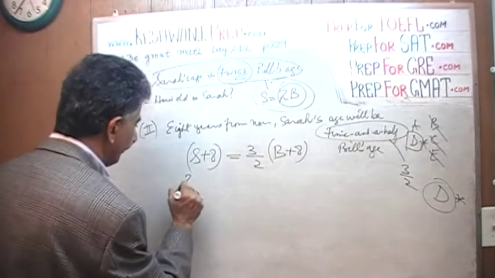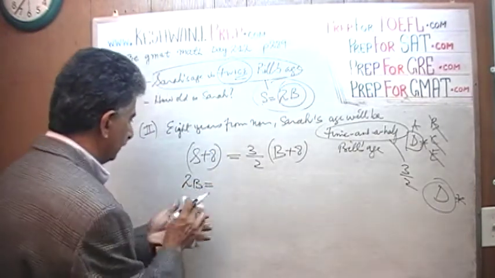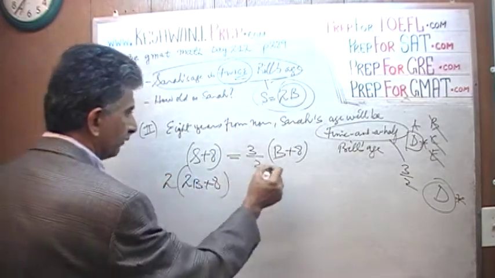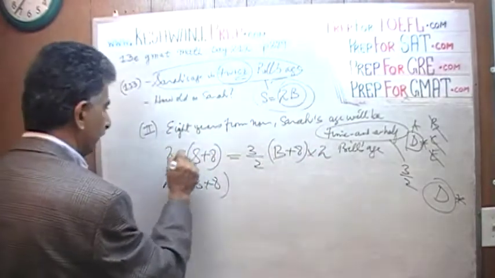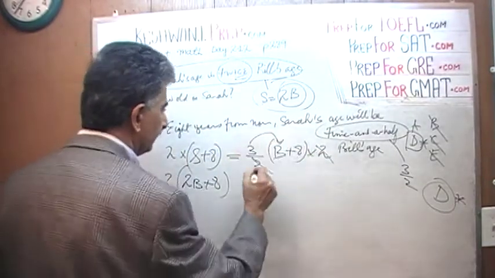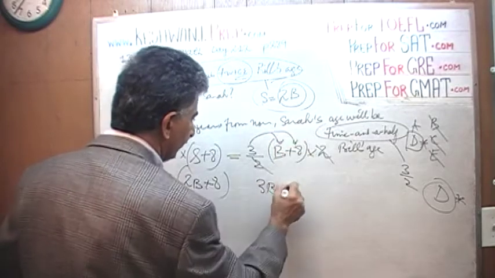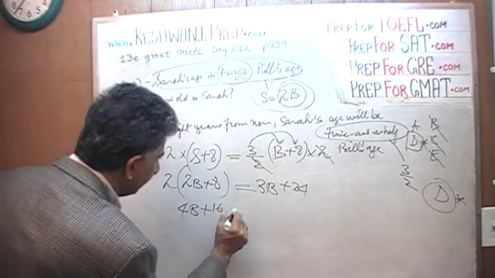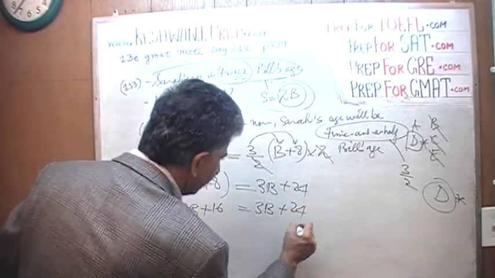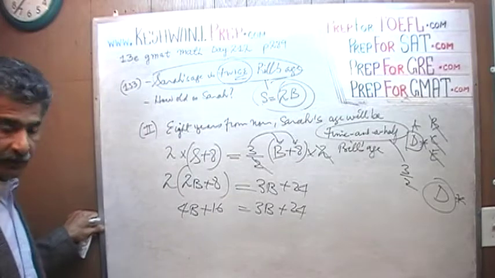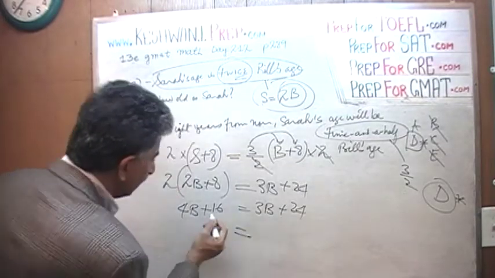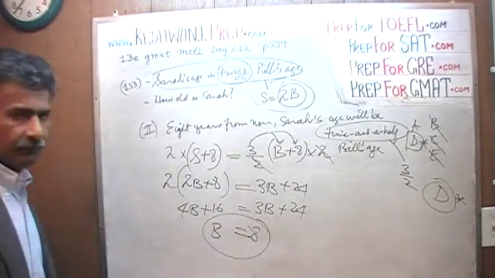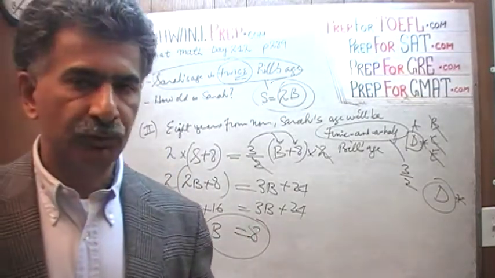S equals 2B plus 8. Multiply both sides of the equation by 2, so we can get rid of this 2. Multiply this side by 2, multiply this side by 2, so we can cross out this 2. And here we end up with 3B, and 3 times 8 is 24. So here we get 4B plus 16 equals 3B plus 24. Bring the 3B's to this side, so we get B equals, bring the 16 to that side, 24 minus 16 is 8. Just like before, and therefore Sarah will be 16. Just like before. It should not give you any different answer.